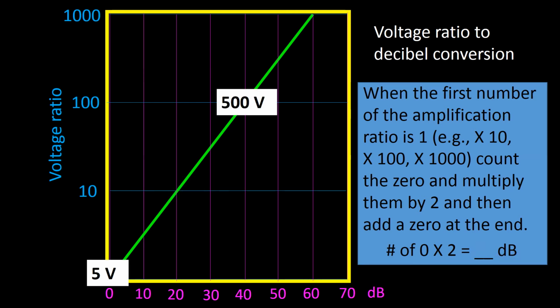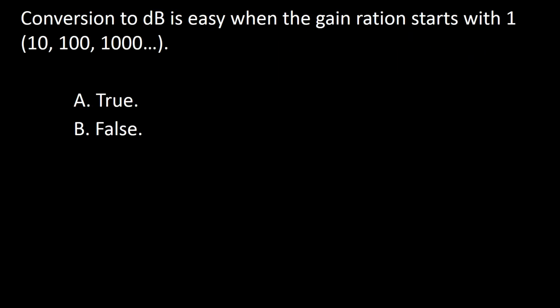If the input is 5 volts and the output is 500 volts, the amplification ratio or gain is 100. So 2 multiplied by 2 is 4, and when a 0 is added, it results in 40. I do not know whether this rule stands for huge numbers, but it works for most of the numbers that I have tried. So the answer to this question is true.